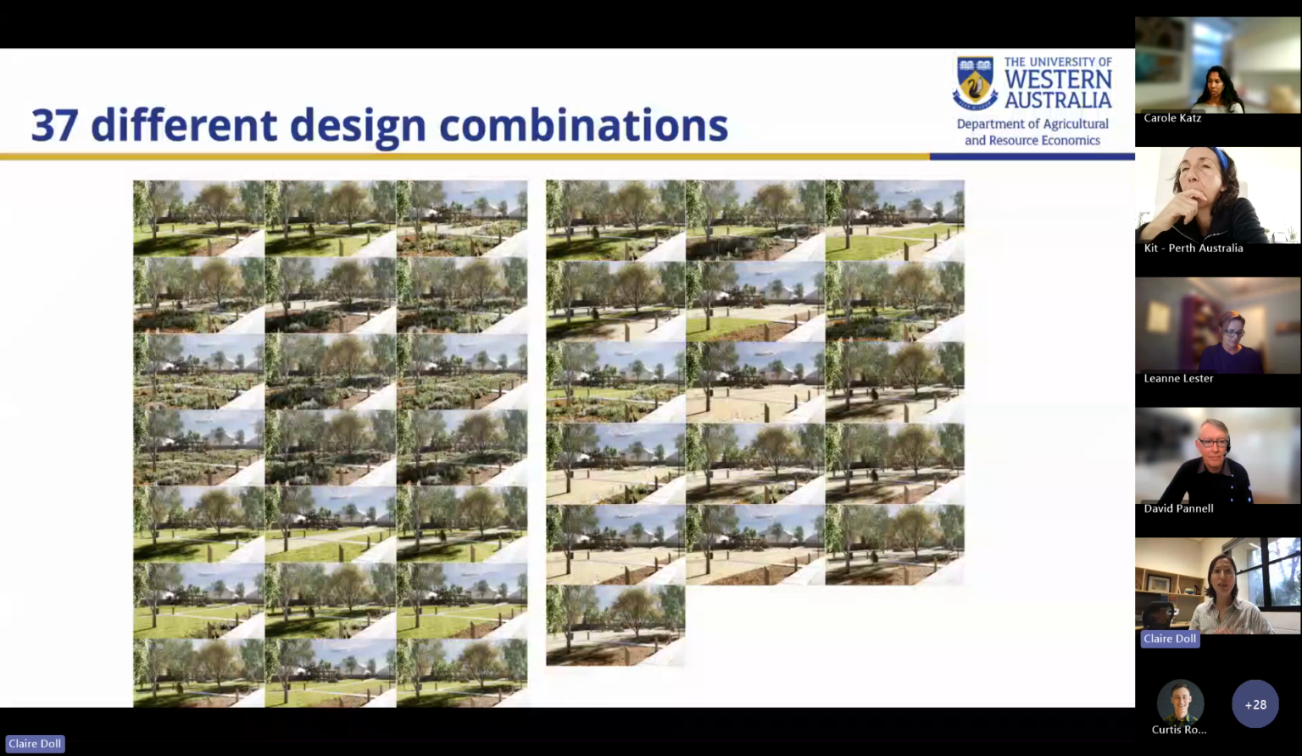So altogether, we looked at 37 different design combinations. That's different combinations of the 4 ground covers and the 3 levels of tree canopy cover. But we actually had more like 60 total design combinations when you factor in the different costs for the different park changes. So respondents were randomly shown 6 of those different designs and asked which one would you most prefer. So we collected a lot of information on public preferences there.